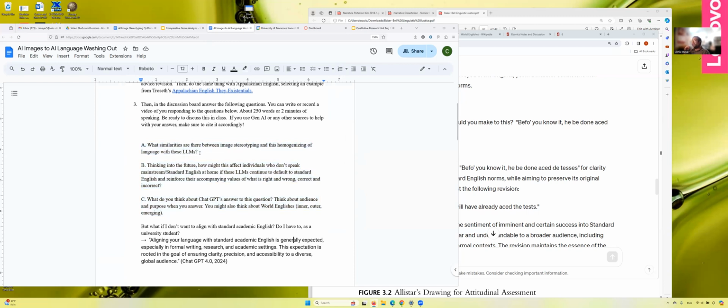What similarities are there between image stereotyping and this homogenizing of language with LLMs? Second question is thinking into the future: how might this generative AI affect individuals who don't speak standard English at home if these LLMs continue to default to standard English and reinforce their values of what is right and wrong, correct and incorrect? And then finally, what do you think of ChatGPT's answer to this question?